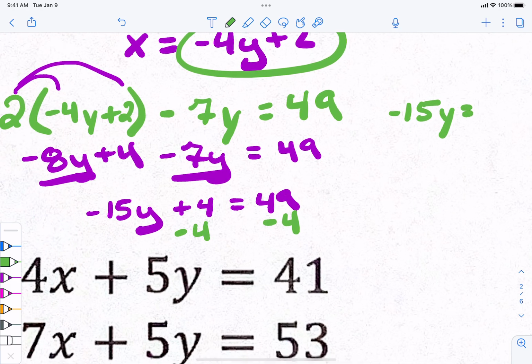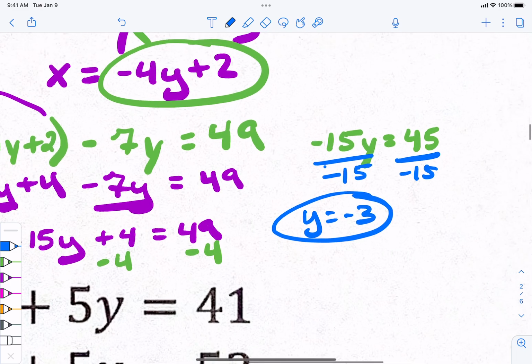Equals 45. We just combined the 8 and the 7 to make negative 15. Okay. All right. Then let's divide by our negative 15. Y equals negative 3.